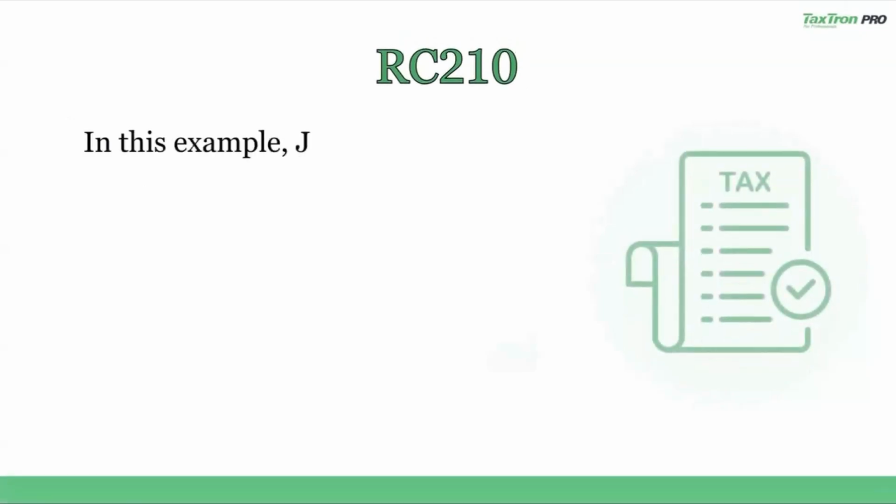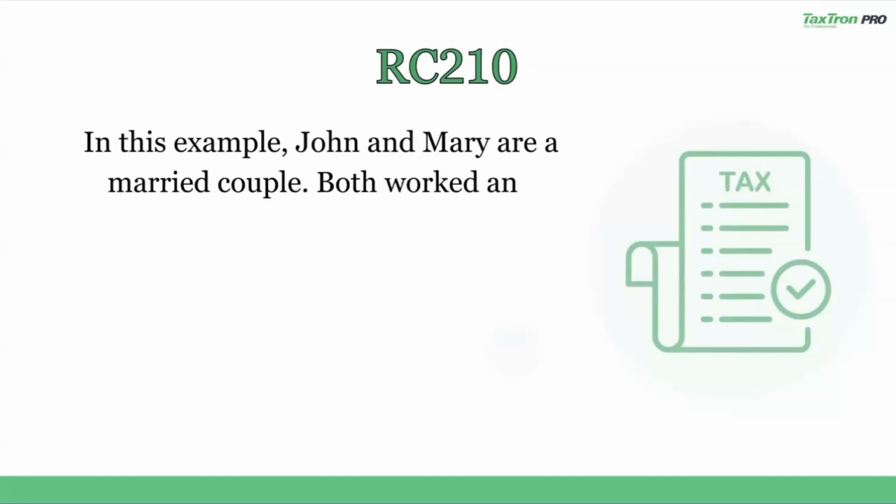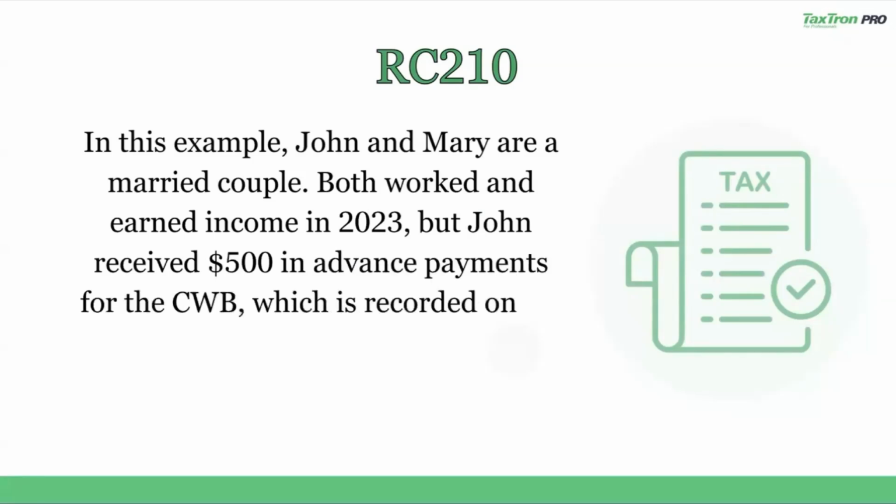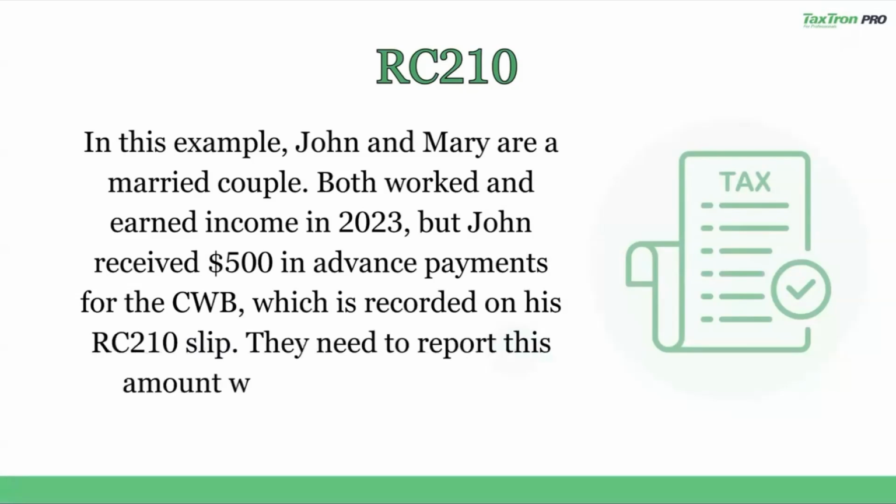In this example, John and Mary are a married couple. Both worked and earned income in 2023, but John received $500 in advance Canada Worker Benefit, which is recorded on his RC210 slip. They need to report this amount when they file their taxes.